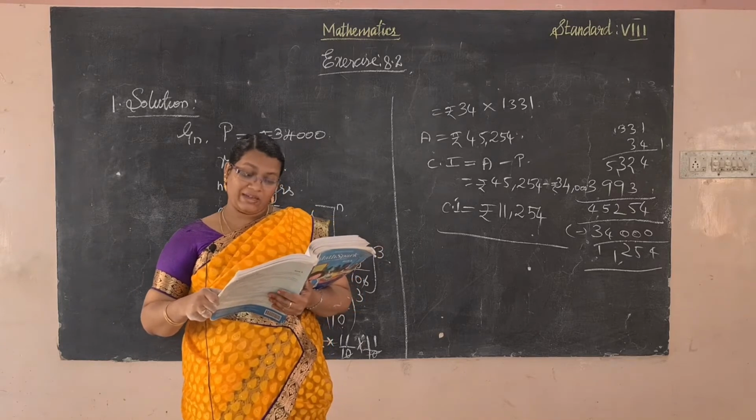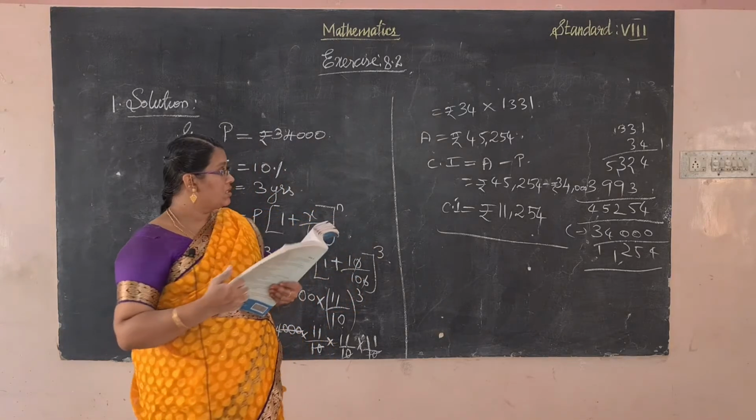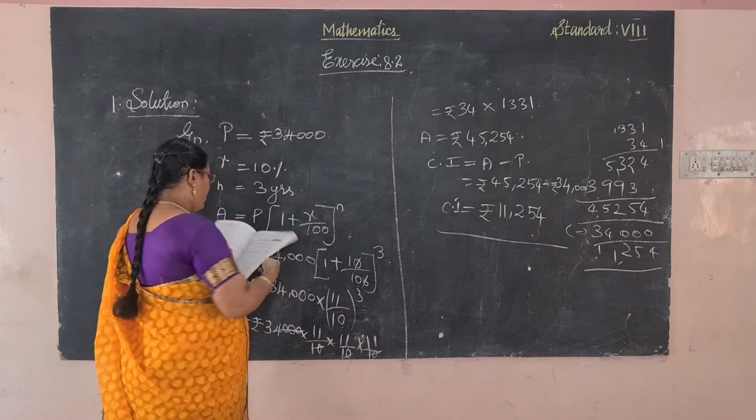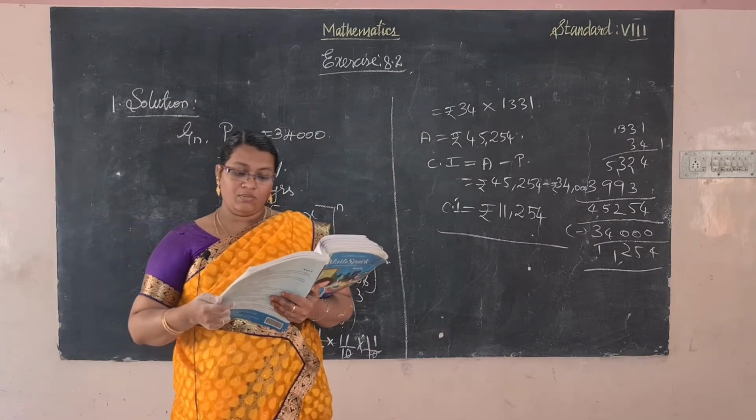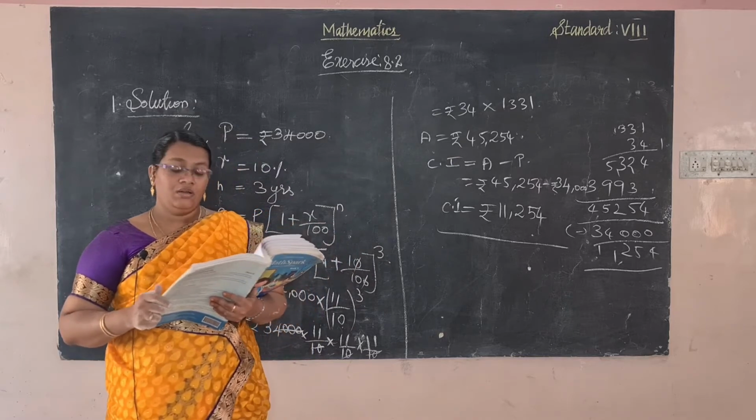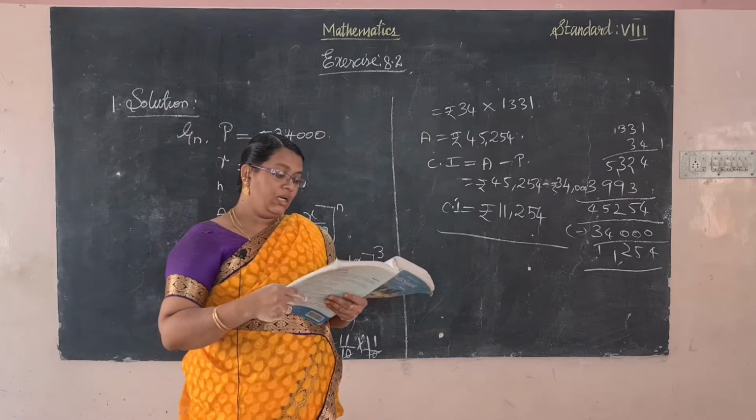And the second one is the same model. Do it as homework. Calculate the amount and compound interest using this formula, for 2 years, for the amount of 8,000. The second one is homework.